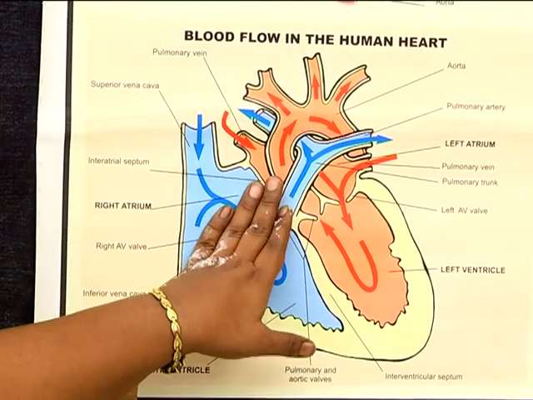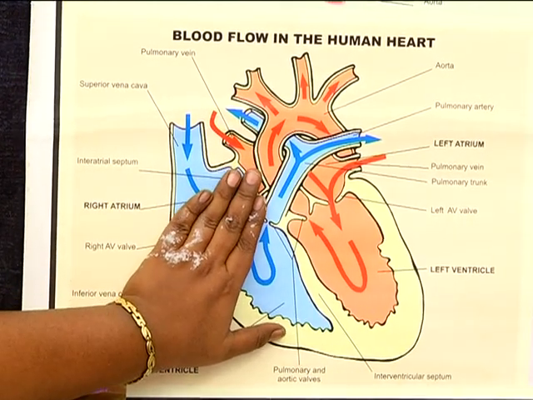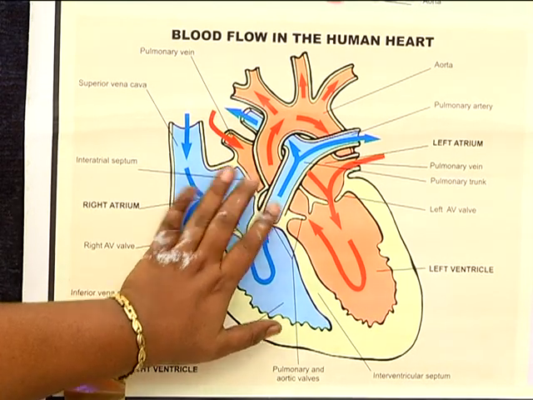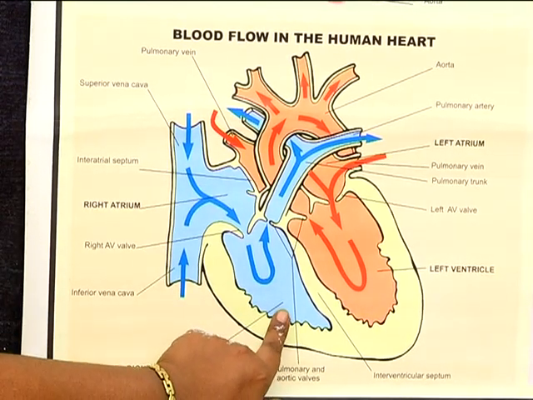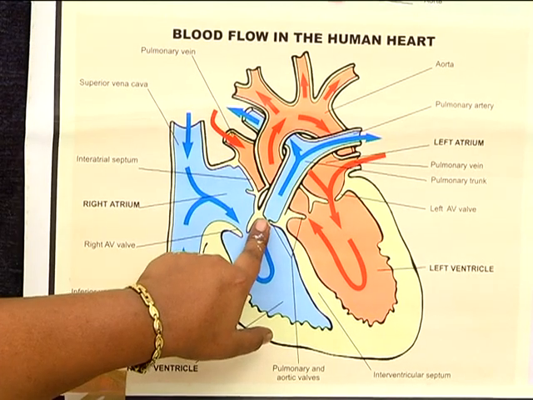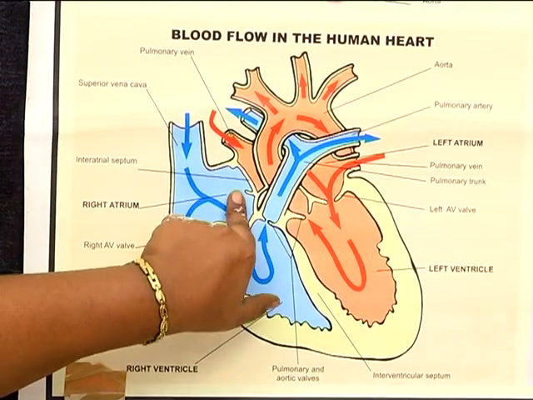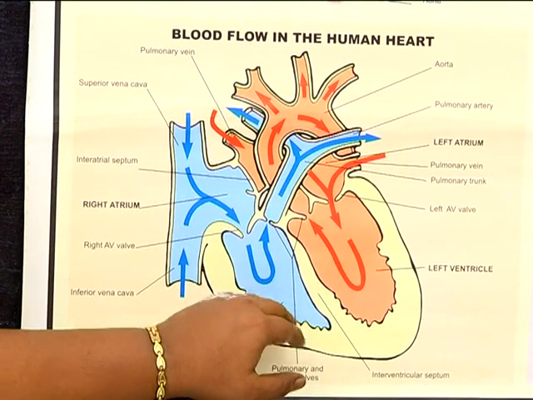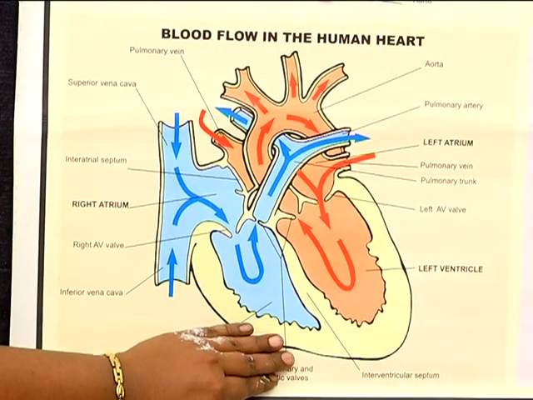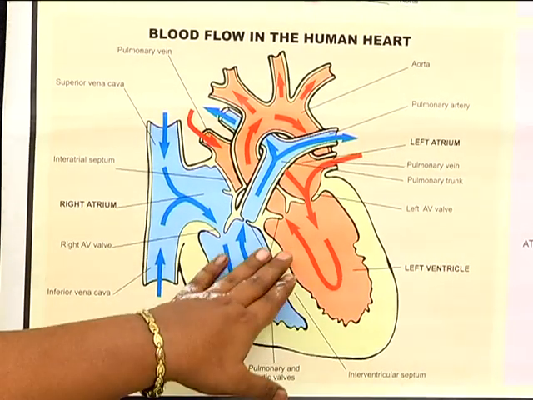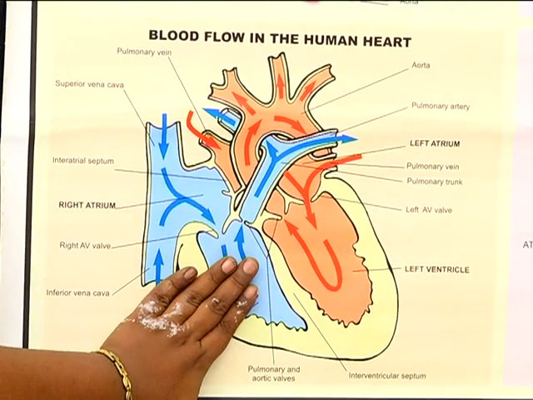Now, once the right atrium is completely filled with deoxygenated blood, it is pushed on to the right ventricle. The valve present between the right atrium and the right ventricle opens up, and the blood now enters the right ventricle.